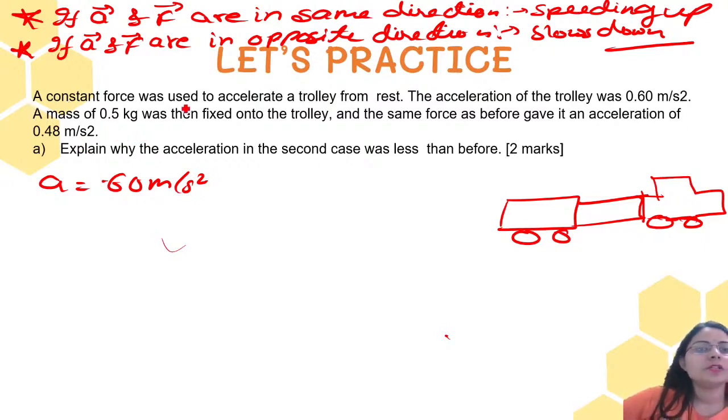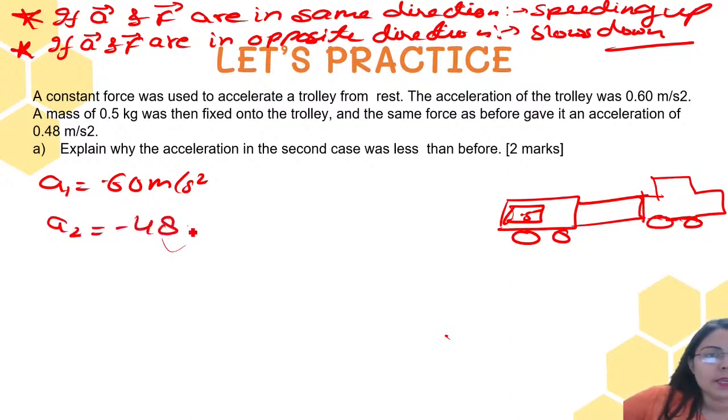A constant force was used to accelerate a trolley from rest. The acceleration of the trolley was 0.60 meter per second squared. A mass of 0.5 kg was then fixed onto the trolley, and the same force as before gave it an acceleration of 0.48. This is my first acceleration and this is my second acceleration. The second acceleration is 0.48 meter per second squared after applying a mass of 0.5 kg.